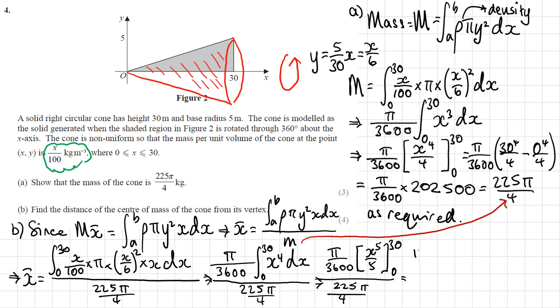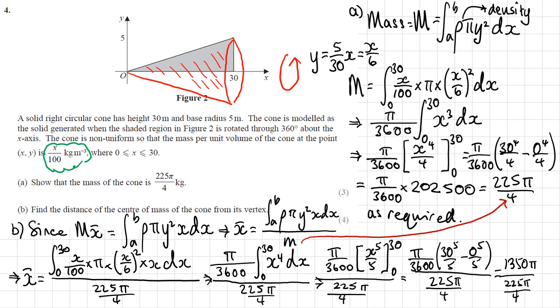If we put the limits in, pi over 3,600, and then it'll be 30 to the power 5 over 5 minus 0 to the power 5 over 5, basically 0, all divided by 225 pi over 4. So at the top we're going to get 1,350 pi divided by this 225 pi over 4, and if we do that we get an answer of exactly 24. So x bar is equal to 24, and this was in metres.